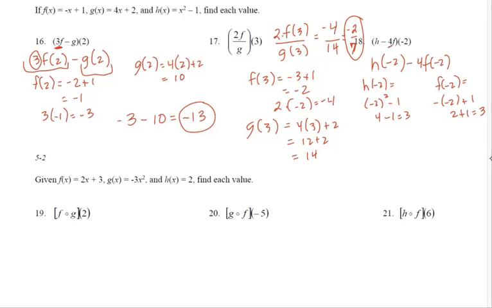All right, so don't forget, once you found f of -2, you still have to multiply it by 4. So that's 12. So the h of -2 part, we got 3. The 4 times f of -2 part, we got 12. And now you're going to subtract those, and that should be negative.